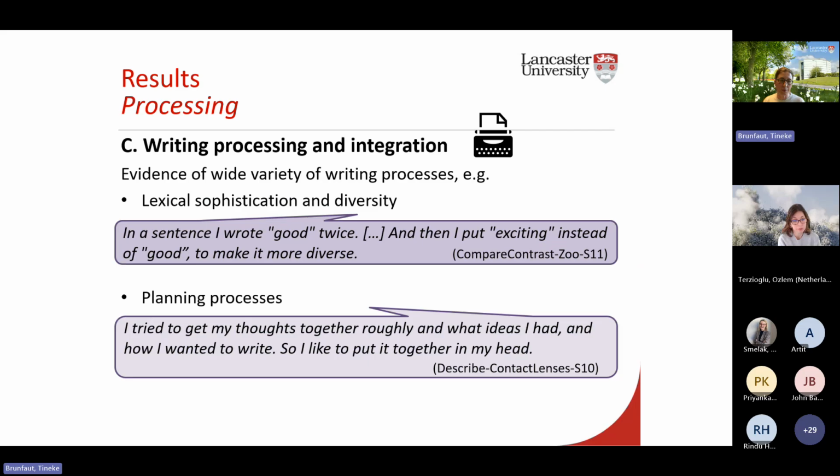And then finally, in terms of writing processing, we saw evidence there as well from low-level processes such as lexical sophistication and diversity. So a student saying, as they had been writing, in a sentence I wrote good twice, and then I put exciting instead of good to make it more diverse. There's also higher level processing like planning for writing. Here a student says, I tried to get my thoughts together roughly and what ideas I had and how I wanted to write. So I like to put it together in my head.